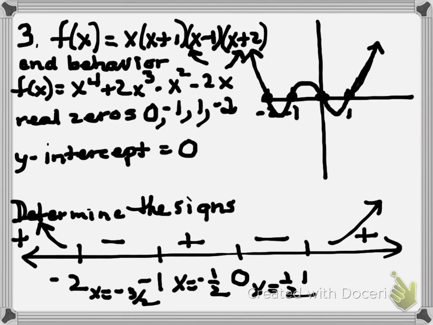If I wanted to be more specific, I'd use the intermediate value theorem and go between each of these zeros and find a value which is the turning point. And because it had a degree 4, I can have at most 3 turning points, which I have. It's a smooth, continuous curve.